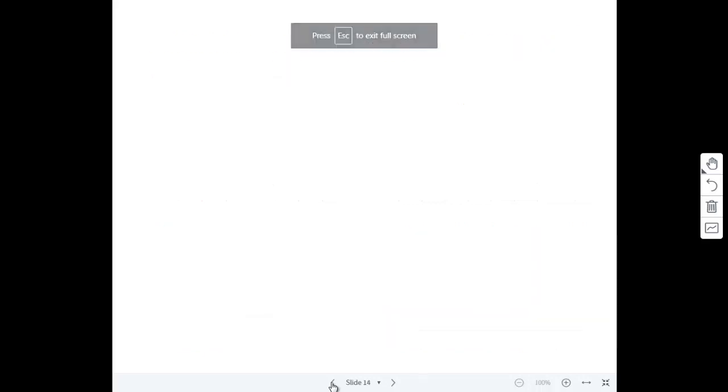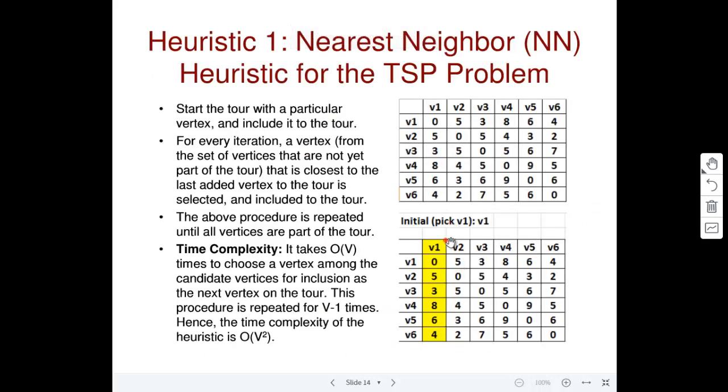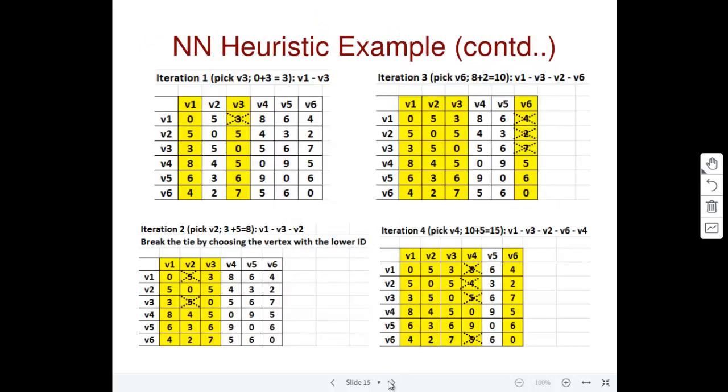So it's quite easy. We start with some arbitrary vertex, say the lowest ID vertex as a convention, and go to its nearest neighbor. That's what the name itself means, nearest neighbor. So vertex 3 is the nearest neighbor, and vertex 3 is added to the tour. So now from 3, we'll try to go somewhere else.